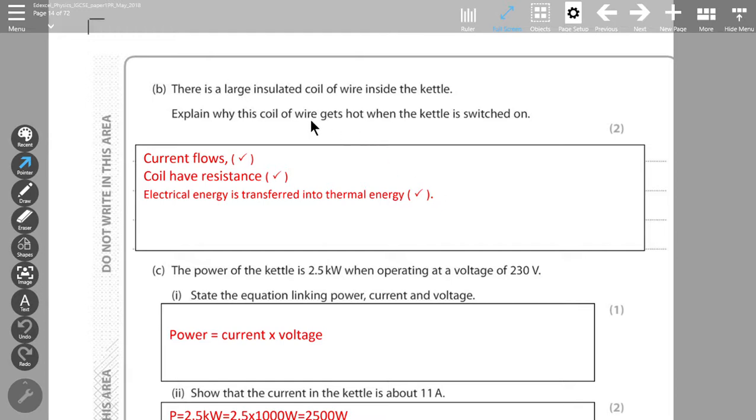B. There is a large insulated coil of wire inside the kettle. Explain why this coil of wire gets hot when the kettle is switched on. 2 points we should get here. Current flows, the coil has resistance, and electrical energy is transferred into thermal energy. So out of these 3 points, for sure we'll get these 2.